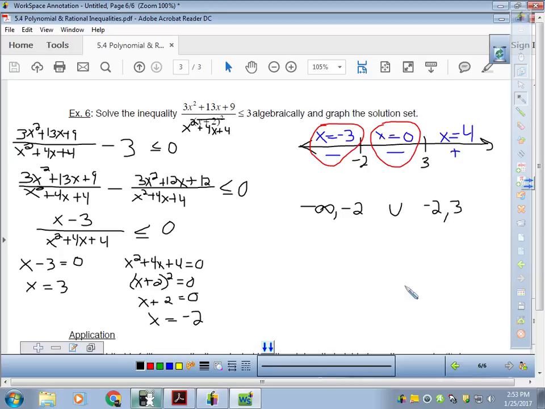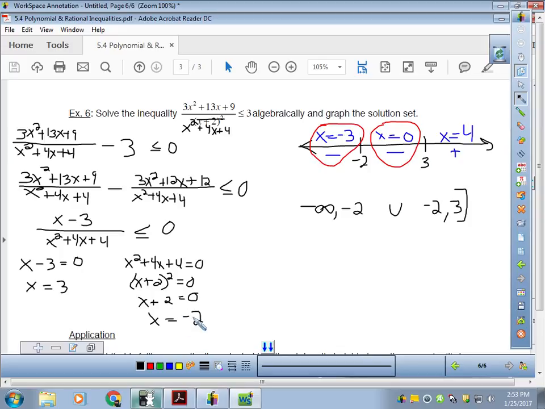Then I need to decide whether or not I include endpoints. The inequality has an equal to, which means endpoints could be included. But I need to check them and see if they work or not. If I took 3 and plugged it into the bottom here, 3 squared is 9, 4 times 3 is 12, 9 plus 12 is 21, plus 4 is 25. That is not 0, so 3 could be included. So I'll put a bracket on 3.